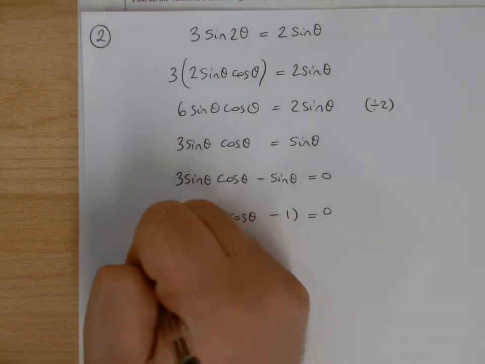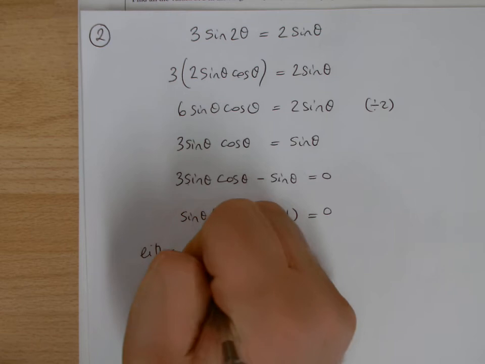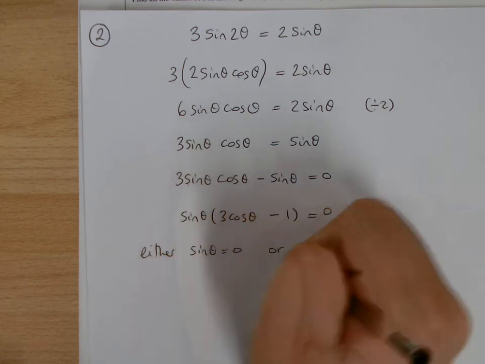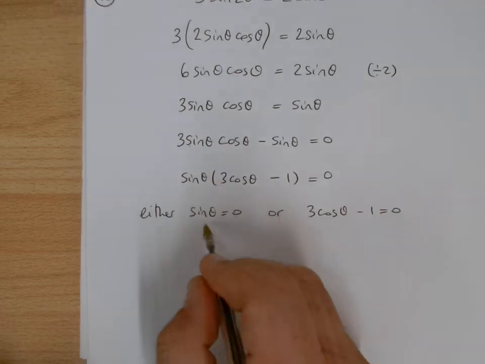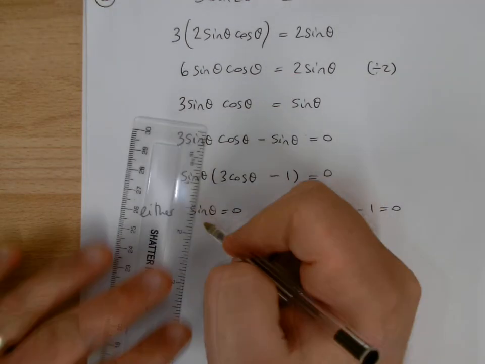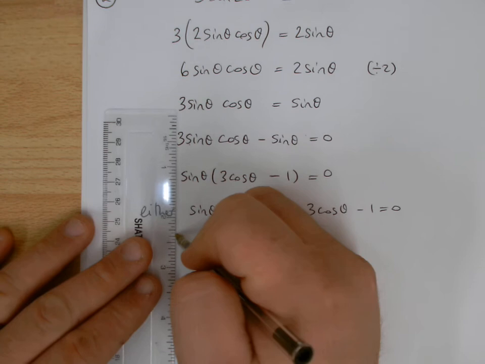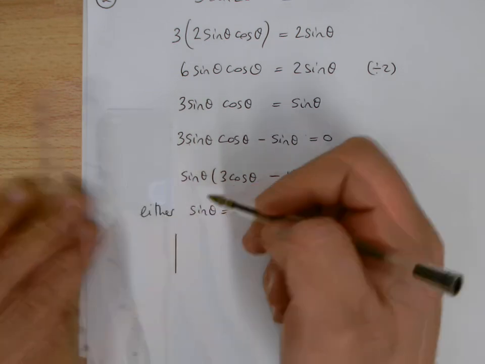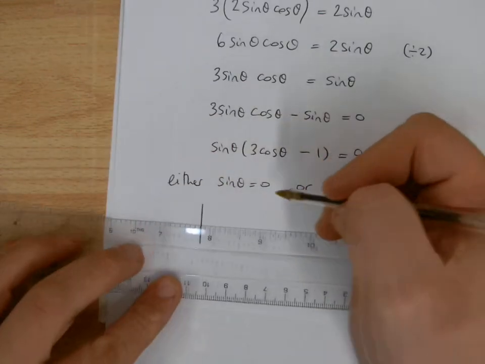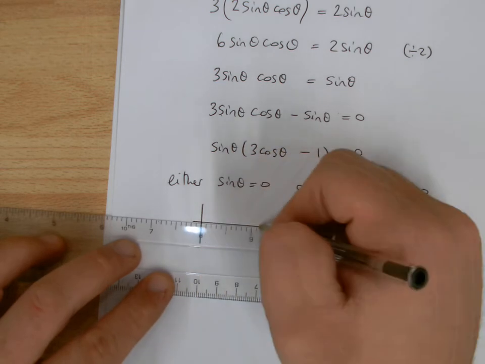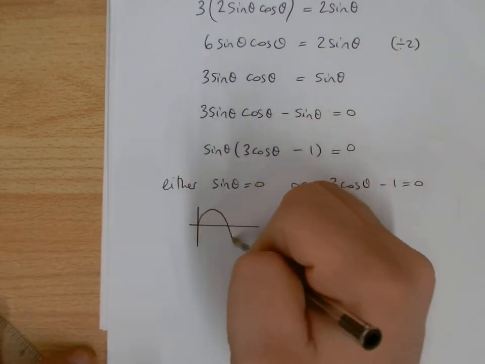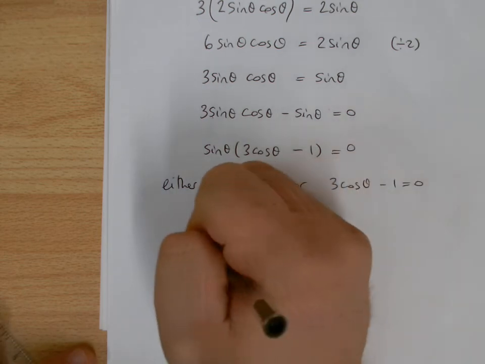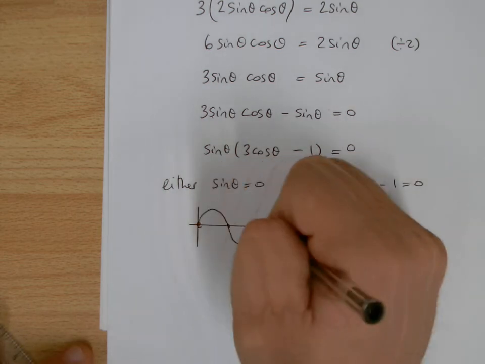So you could say either sine is 0 or 3 cos theta minus 1 is 0. Now if sine is 0, just like we had when cos was 0 before, or if sine is equal to 1 or minus 1, just do a quick sketch because you can see the results straight away. If you know the sine graph, it looks like this, a sine wave. So where is 0? It's here, here, and here.